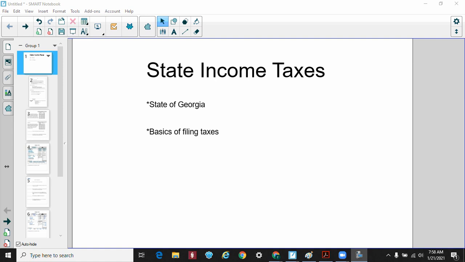And lastly, this is the basics of filing your income taxes. This is just the basics. There's not really anything that's too involved with this. We're just kind of going over the how and the why, but we're not getting into the nitty gritty. So let's get started.